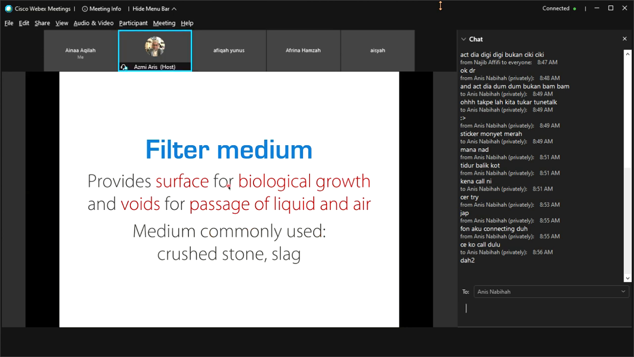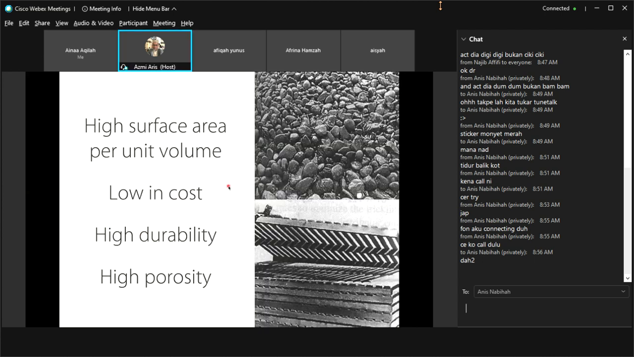There's a difference between trickling filter and bio tower, which we will see later on. For trickling filter, normally they use crushed stone, as we saw in the video just now. And the height of the trickling filter is only about 2 meters. So the important characteristics of the media are shown here.